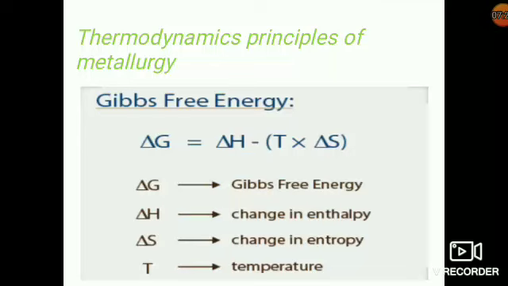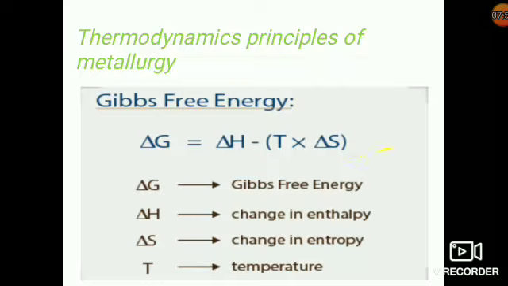Okay, now see, from class 11 thermodynamics chapter, we know this equation. This is the Gibbs free energy equation. This is the basic thermodynamic equation where delta G, that is Gibbs free energy, is equal to delta H minus T delta S. Delta G is the Gibbs free energy change, delta H is the enthalpy change. This delta H tells us whether heat will be absorbed or evolved in the reaction. T is the temperature in Kelvin scale, and delta S is the change in entropy.